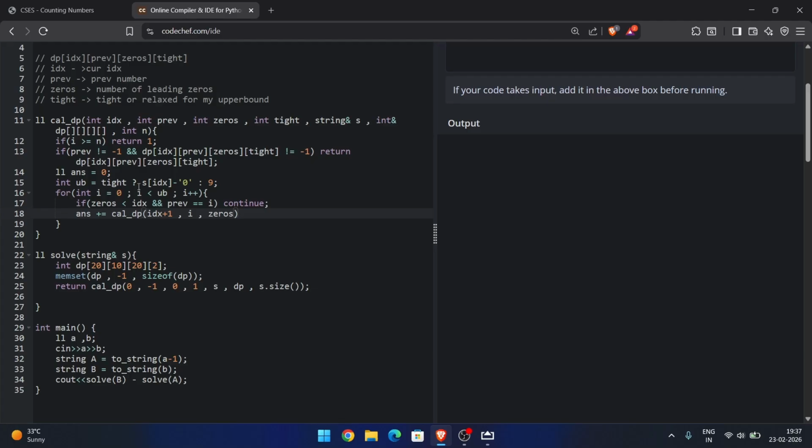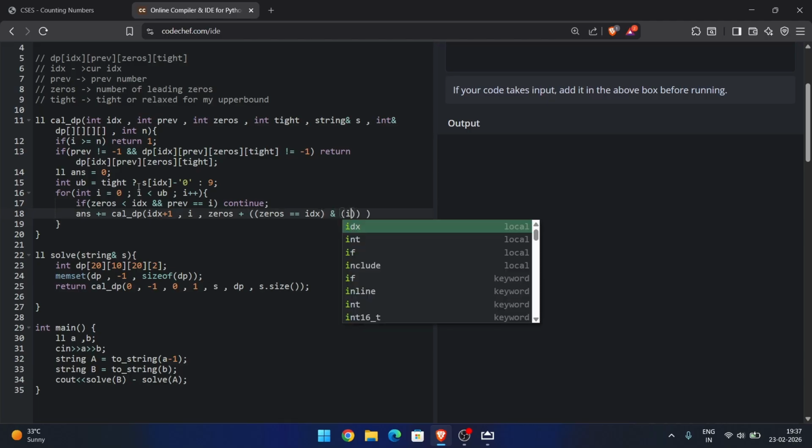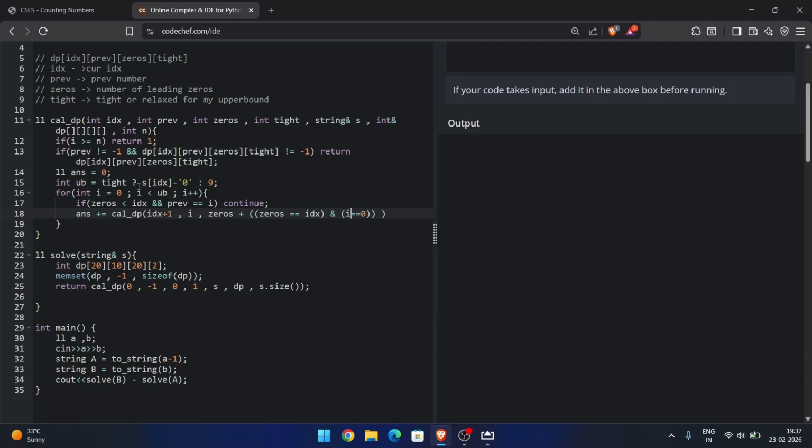Now, we would only add plus 1 if zeros are equal to the current index. That means we have not currently started our number. So zeros are equal to index. And one more thing would be if the current number is equal to 0. Okay, so if these two conditions are true, then it would give 1, and so that's why we would add two zeros. Otherwise, it would be the same only.